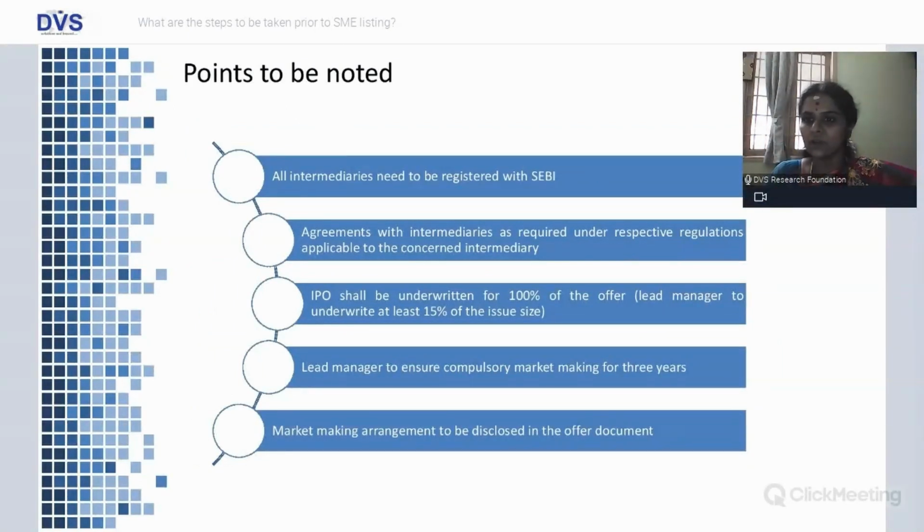Otherwise, we'll move to the concluding note on the steps to be taken prior to SME listing, friends. No doubt, SME listing provides a lot of benefits. You don't have a grading mechanism where the credit rating is mandatory, unlike your other listings. Point number 2, underwriting. 100% underwriting is guaranteed, which provides for higher liquidity. Point number 3, it provides for a smooth financial hub for both investor and the trader.